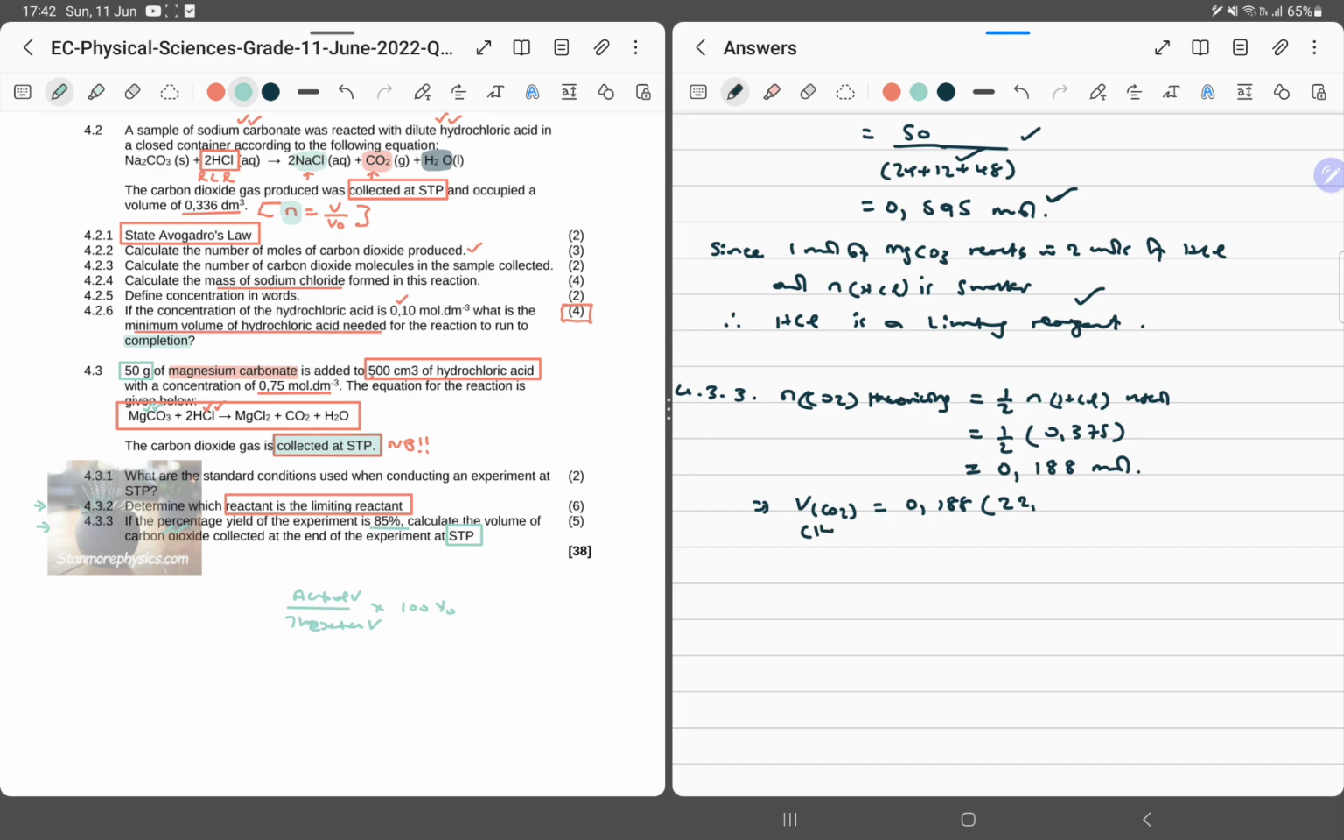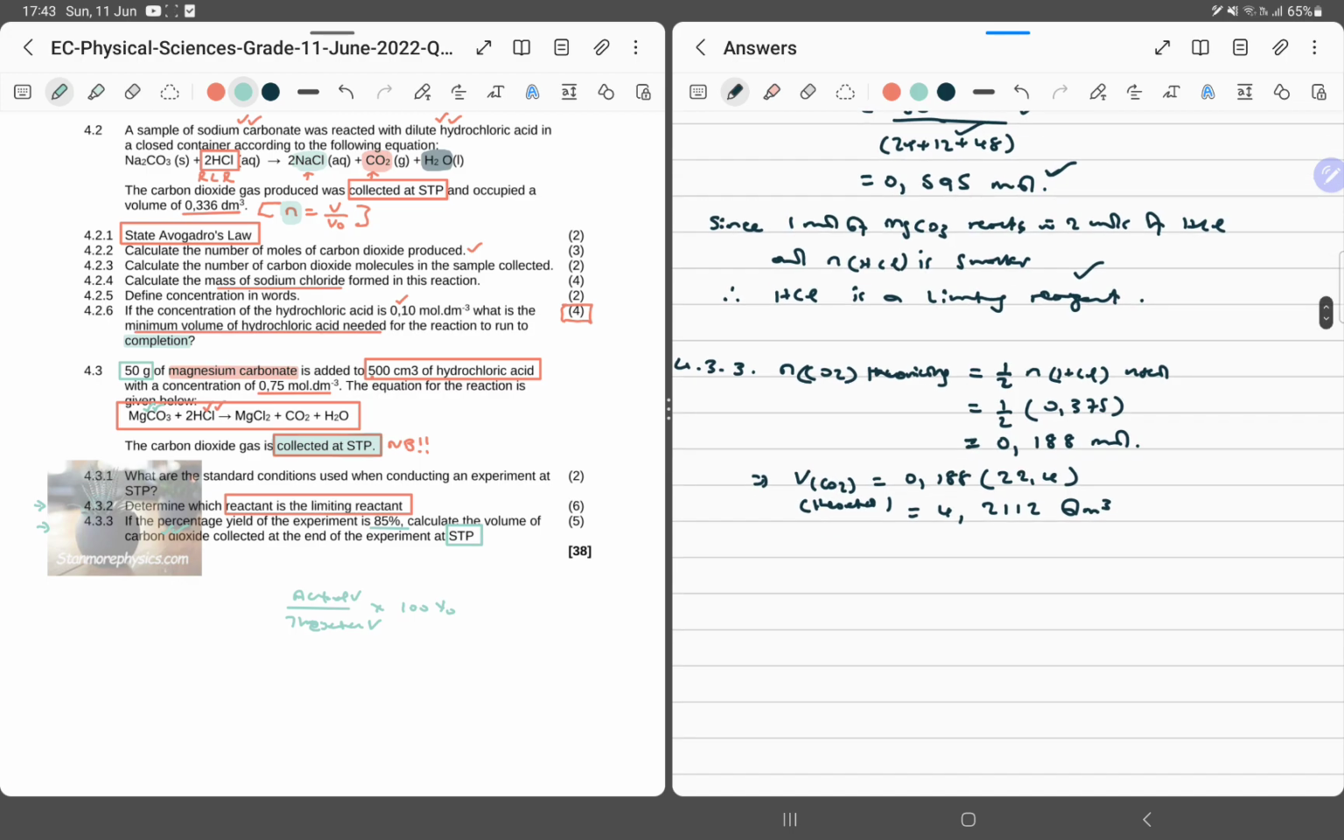So this is theoretical, because we're using theory now, right? So let's see. This is 0.188 into 22.4. So this gives us 4.2112 decimeter cubed. Okay. Now we know this is the volume that we obtained at STP theoretically, because that is what we're trying to get to.